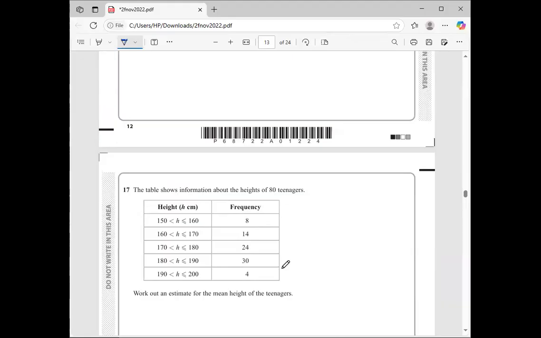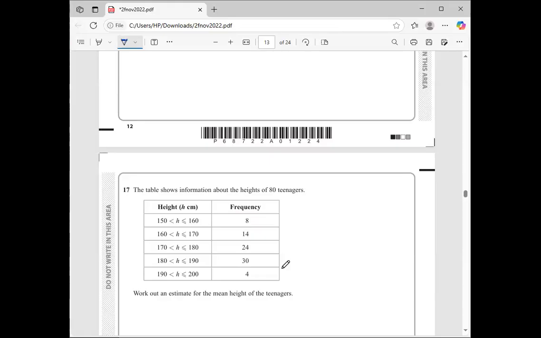This looks like a histogram thing. It says work out an estimate for the mean height of the teenagers. I think we have done something like this. Do you remember? You multiply the height by the frequency. Which of the heights now? Because there are two for each instance. Which of them are you multiplying by frequency? So you find the H, and then whatever the H is, you multiply by the frequency.